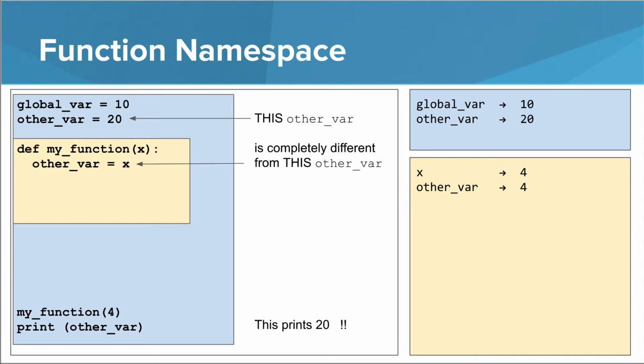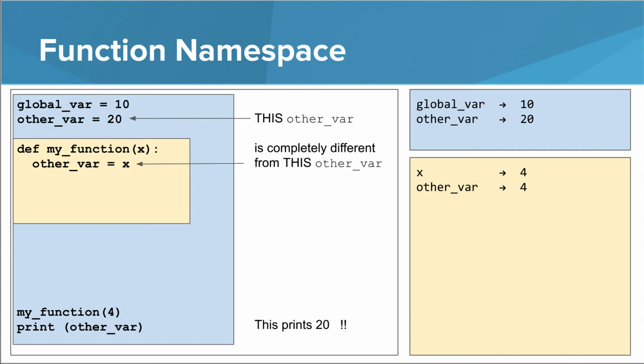So the global other var is completely different from the other var inside of the function. The reason for this is because we're defining a brand new variable inside of the function. So we're creating a brand new name in the function's namespace. It has nothing to do with the global other var.